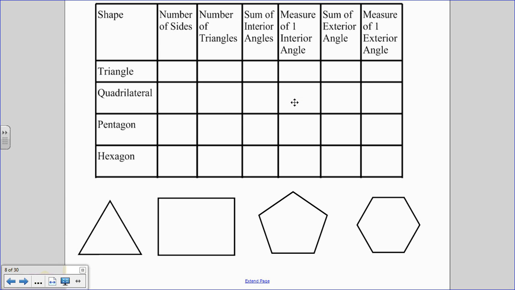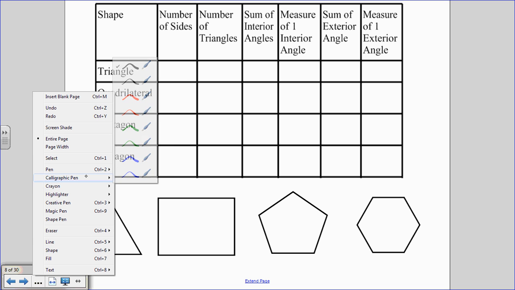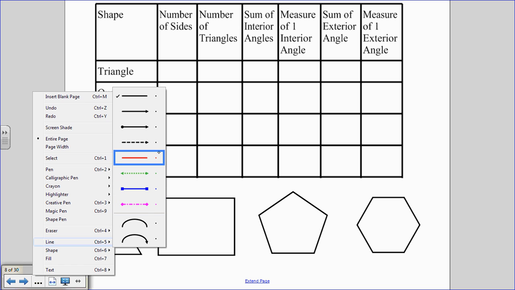Now we're going to get into more depth and hopefully develop a pattern to determine the sum of the interior angles and the measure of an interior angle. So in order to do that, let's take the triangle first and foremost. And we're going to draw the diagonals of the triangle.